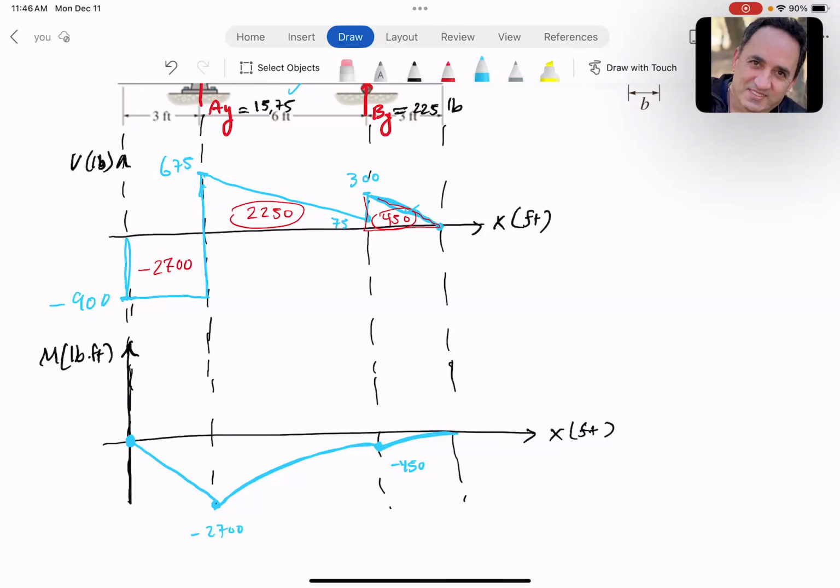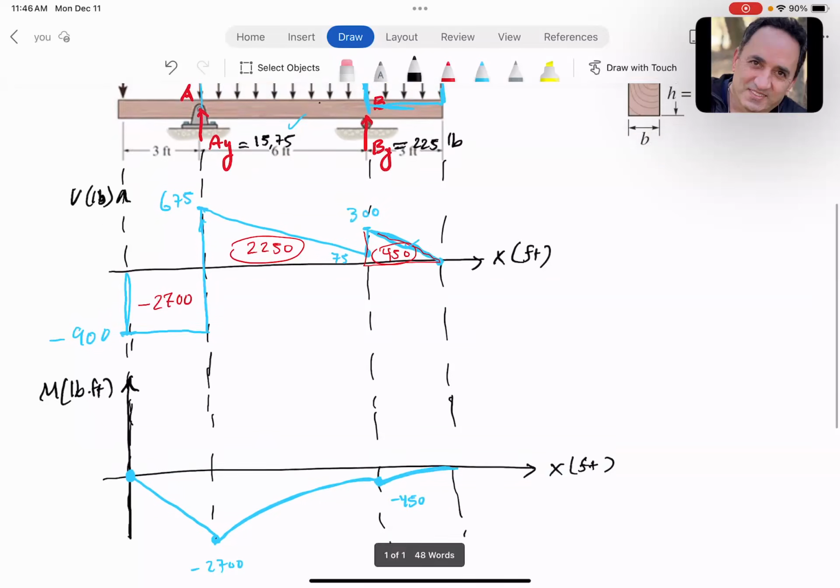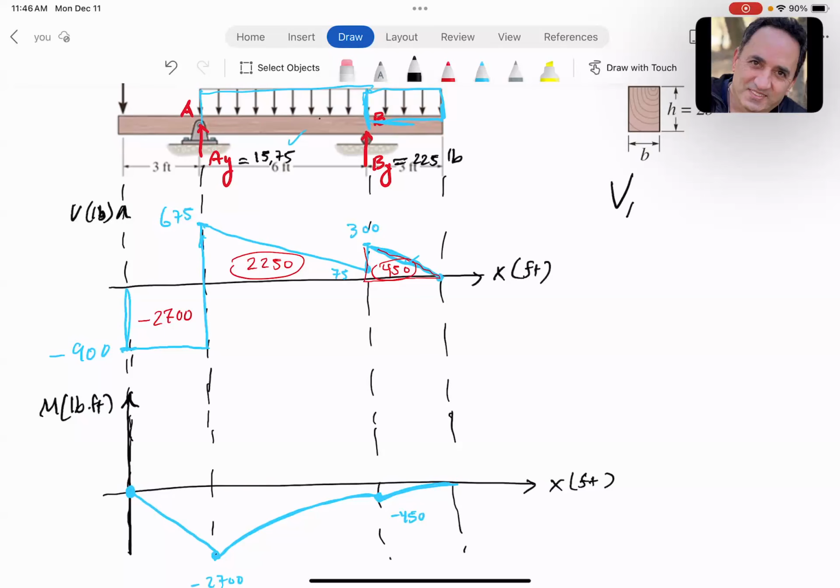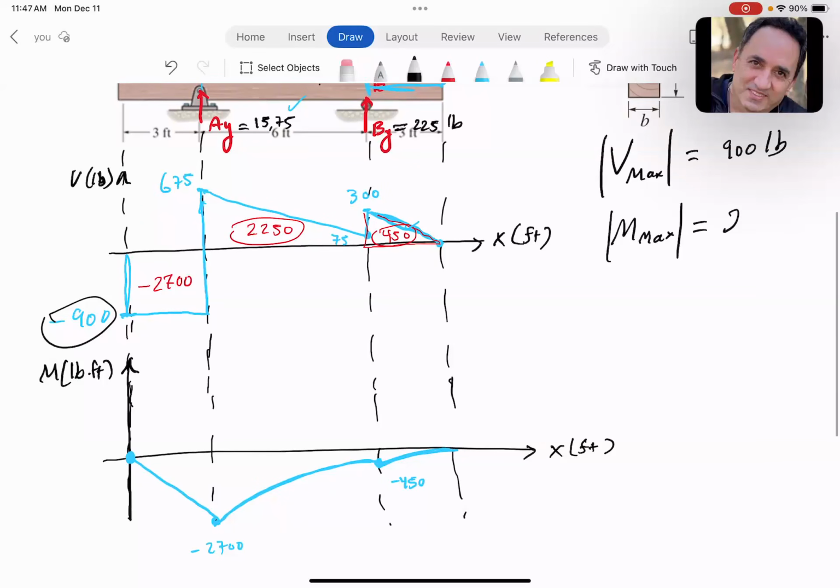All right? So what do we need from these two diagrams? What are the important numbers? The maximum absolute shear load. Sign is not important, guys. So it's 900 pounds. And this is a symmetric cross-section. So what's important to us, again, is the absolute maximum moment, which is 2,700 pound foot. One thing you want to do right away is to change this 2,700 pound foot to pound inch. So if you do that, you get 32,400 pound inch. That's very important, guys. Otherwise, you mess up the units.